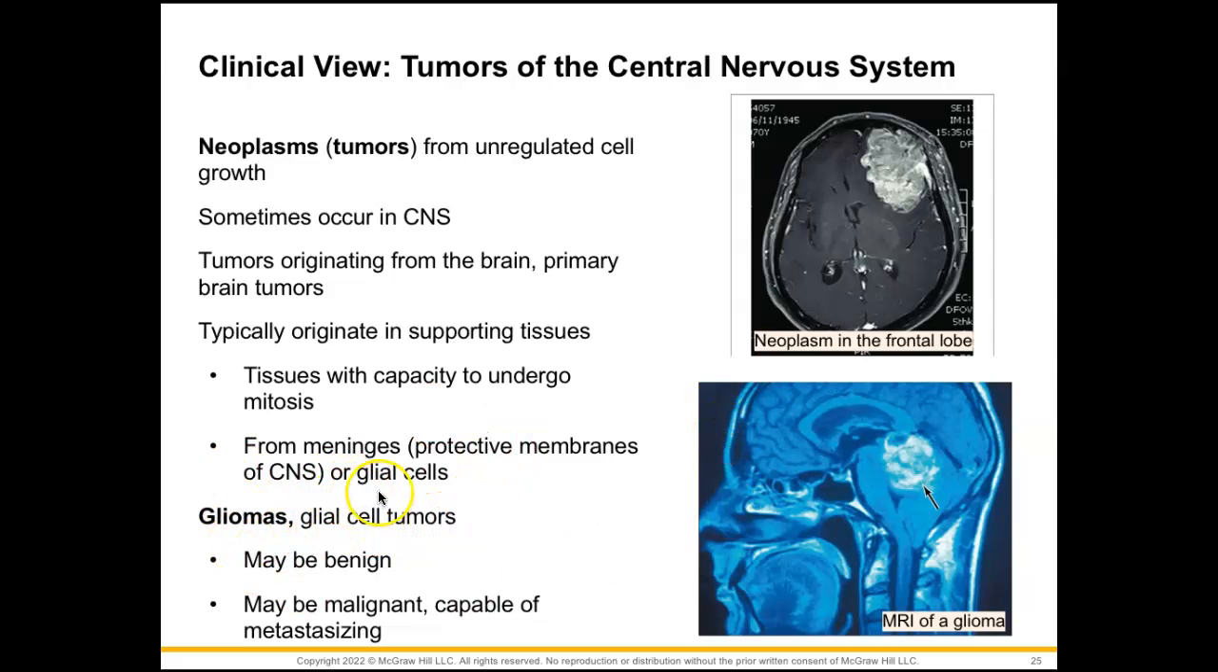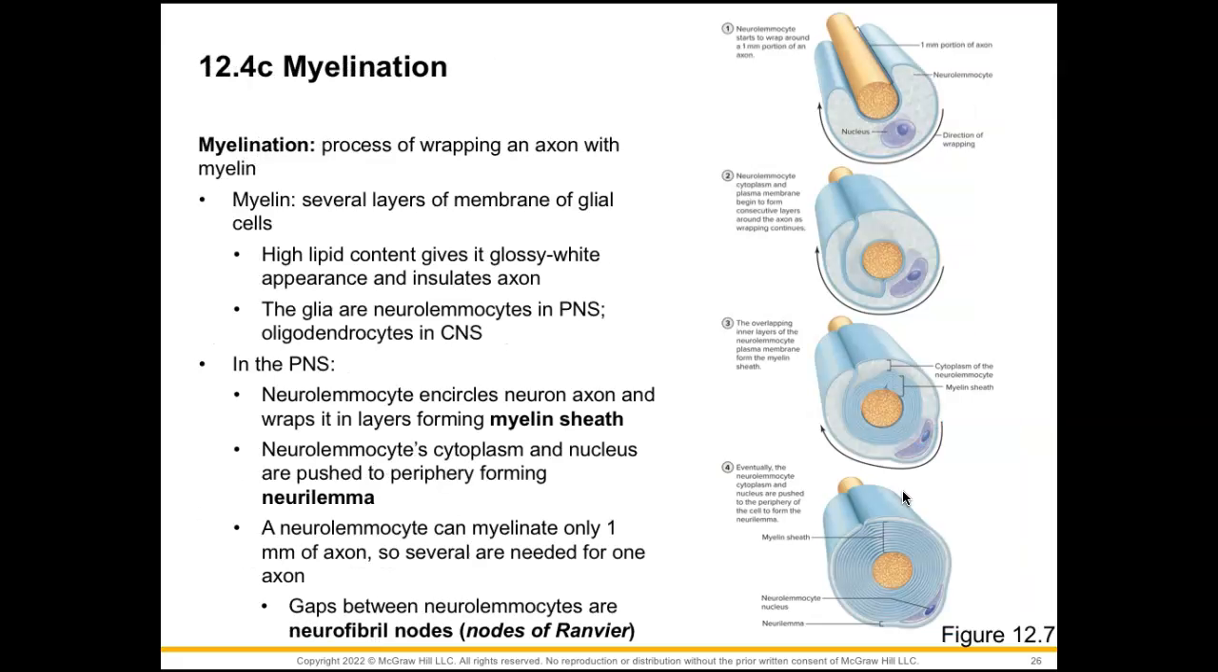And they can also be from our glial cells, which are going to be the neuroglia, those supporting cells. If that tumor does develop from glial cells, then we call this a glioma. This may be benign, but it can also be malignant, meaning that it's capable of metastasizing and spreading to other parts of the body. Next, we're going to talk about myelination.